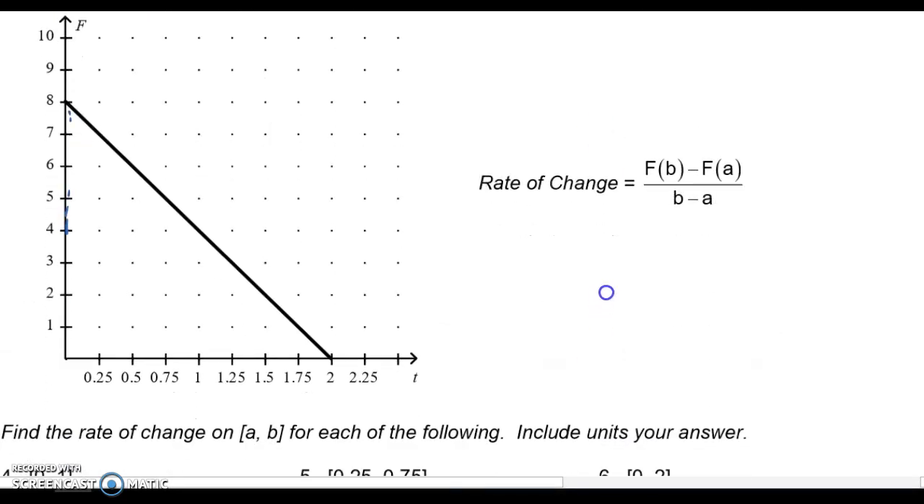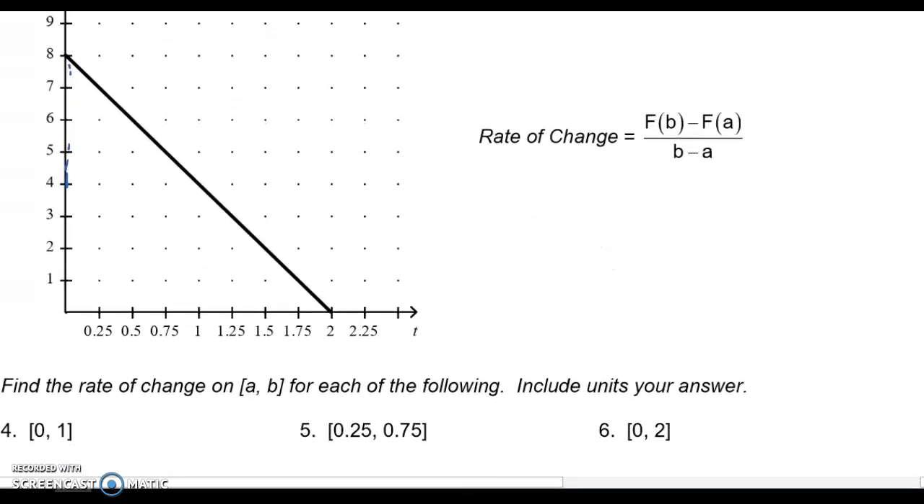So we can also do this with a graph. So once again, we have an interval here of 0 to 1. So a is my 0 value, and my 1 is my b value.